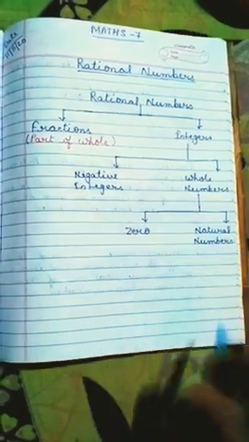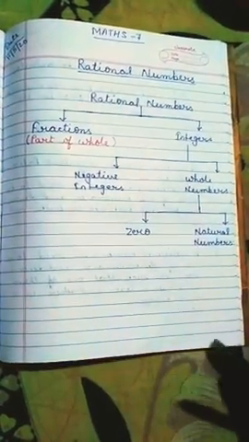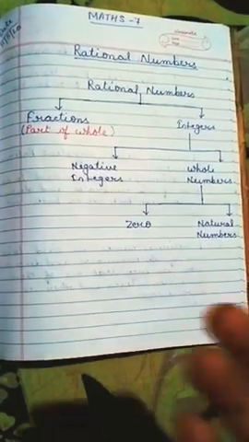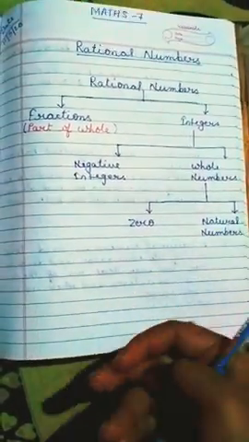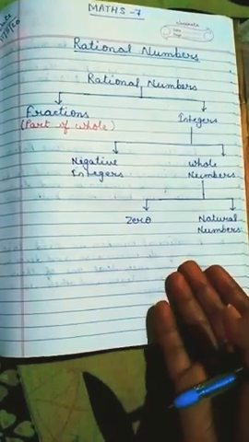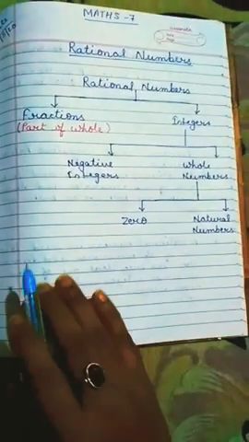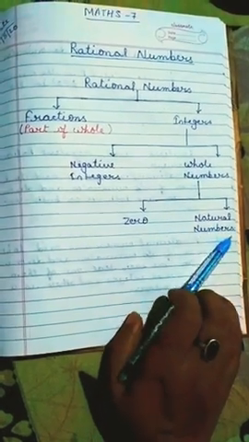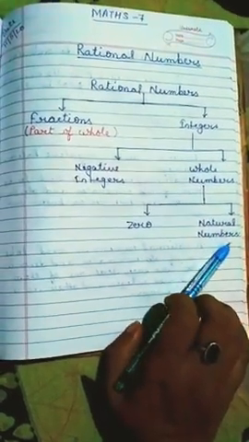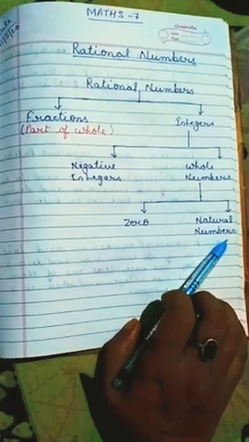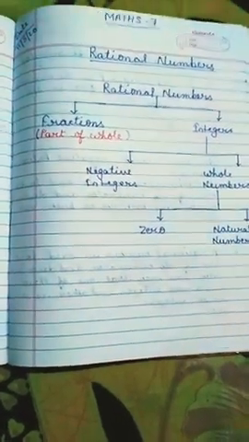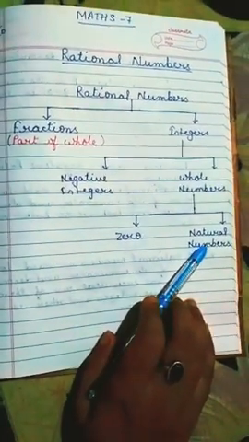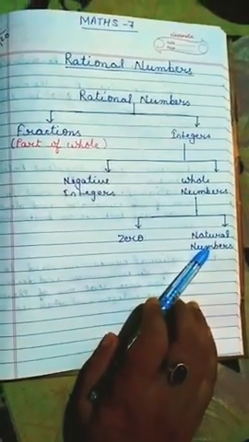Just like in our family there are too many members, in the number system, in the numbers family, there are also many members here. The first member and the very smallest member is natural numbers. Natural numbers, or you can say counting numbers. Counting numbers start from 1, 2, 3, 4 and so on. So this is the very junior member of this family.